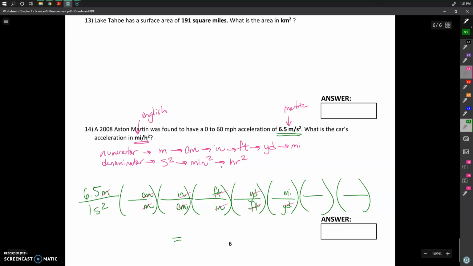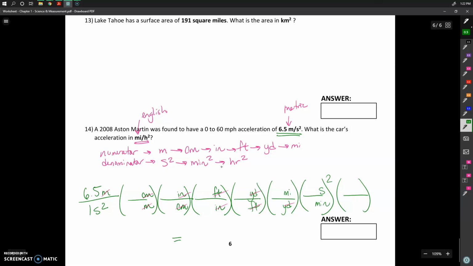For the denominator, I want to get seconds into minutes. So I'm going to put seconds on the top and minutes on the bottom, because my seconds squared starts off on the bottom. That means that I'm actually putting seconds in the top this time. So the one that cancels out is actually in the top when you're converting a denominator. I also need to square this whole thing because I want seconds squared to cancel out. And so my units need to be squared as well as the numbers that are inside this conversion factor.